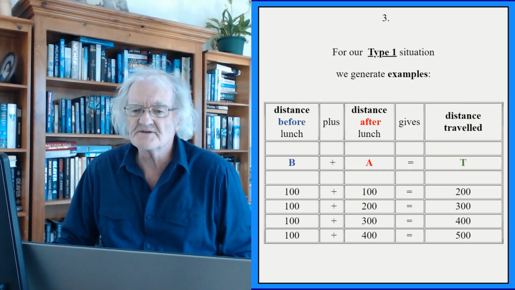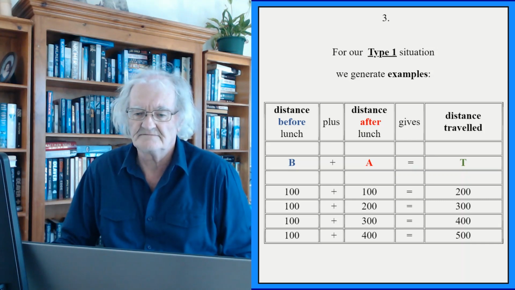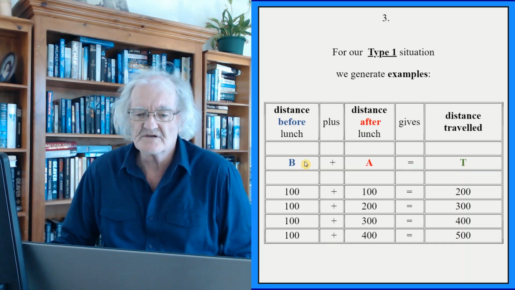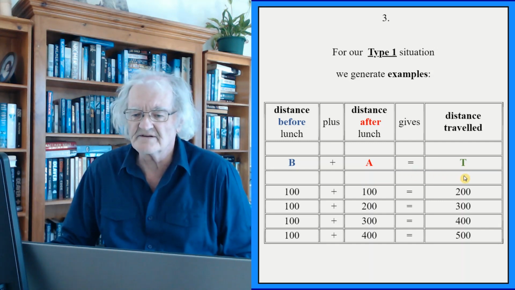For our type 1 situation, we generate examples. And this will be summarised in a table given here. We'll call the distance travelled before lunch the variable B. The distance travelled after lunch, the variable A. And the distance travelled in the day, T, representing total distance.